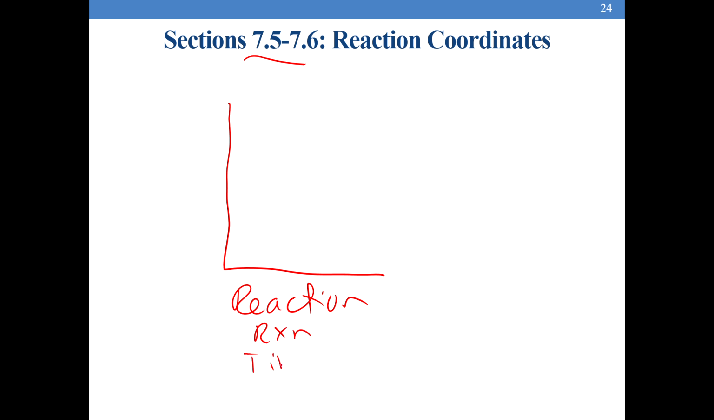Sometimes I've actually seen it as time going that way, but ultimately as the reaction progresses on the x-axis from left to right, you're looking at energy on the y-axis, okay? And that energy is usually delta G energy. So it's going to be kilojoules per mole or joules per mole. Sometimes people just put plain Jane energy and they don't label it as G, okay?